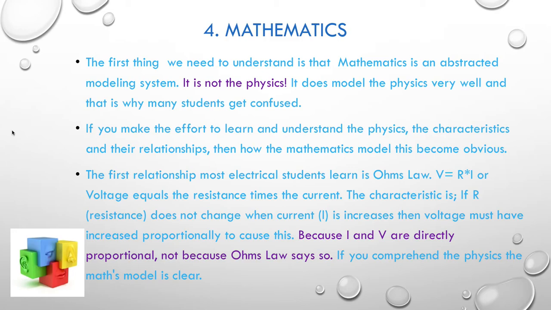Ohm's law is just a representation of the physics. If the current goes up, the voltage must have gone up. That is the physics. Therefore, voltage is equal to R times I. If you comprehend the physics, the maths model just becomes very clear.